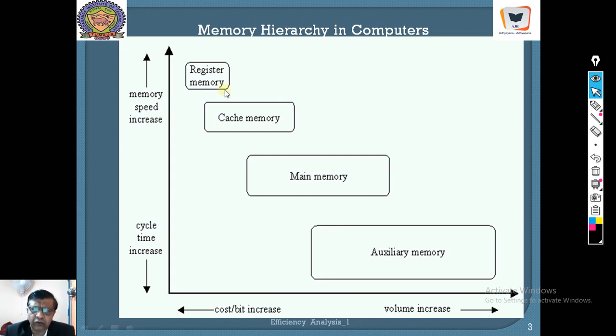Even if you declare too many variables under the register category, it won't take it. It is just like that. Main memory can talk to auxiliary memory. Auxiliary memory will have a very huge space. So if you come in this direction, there is an increase in the space and a decrease in the cost. If you go in the upward direction, there is an increase in the speed and also an increase in the cost. Cost per bit increases, and here volume increases. Therefore, this is at a premium.